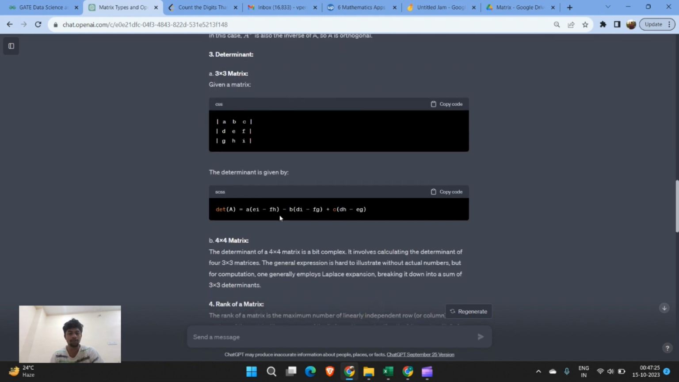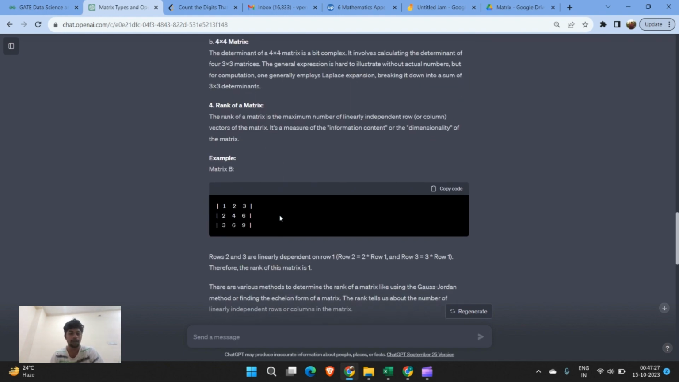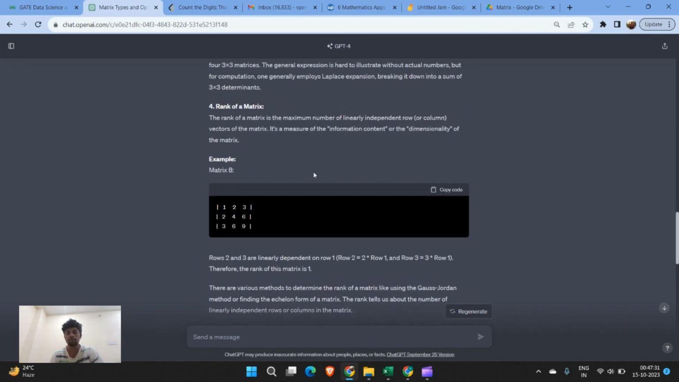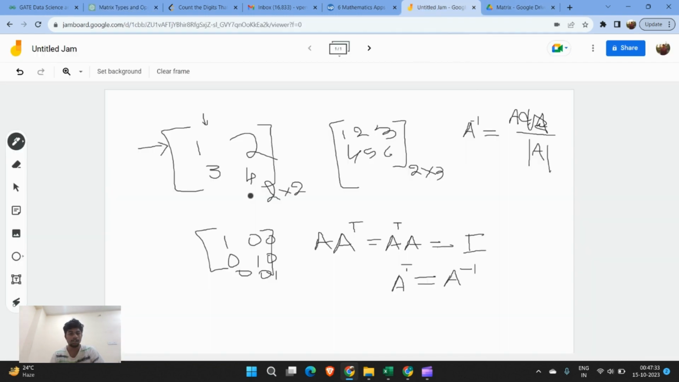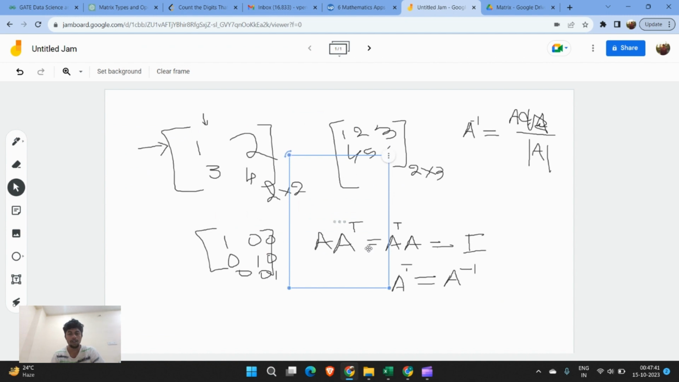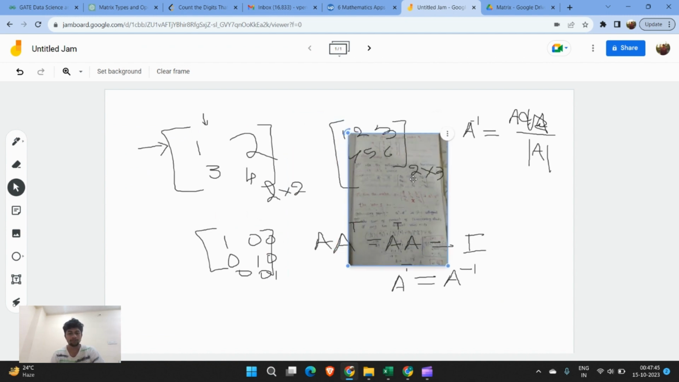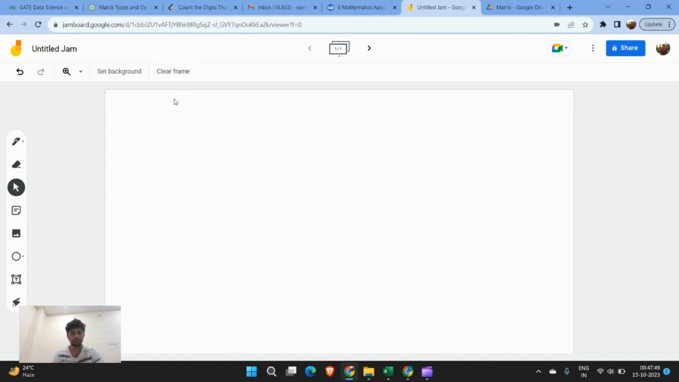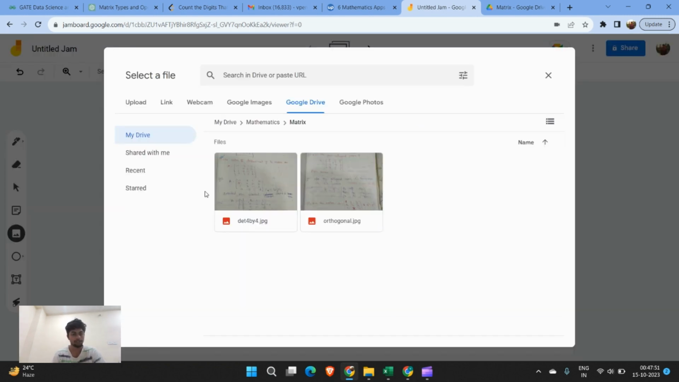Then we'll discuss the determinant: how to find the determinant of a matrix, and how to find the determinant of a 4 by 4 matrix. We'll discuss that. Okay, let me take one image. First we'll discuss this orthogonal. Let me just clear this frame, and I'll insert one image.